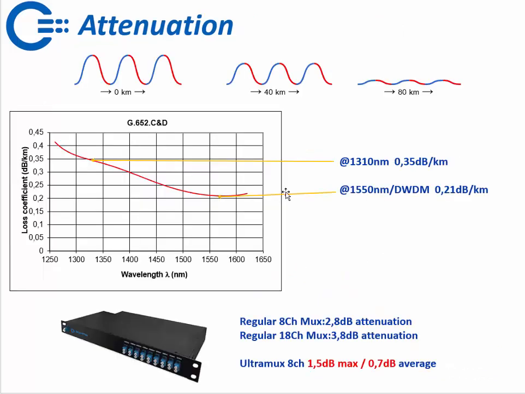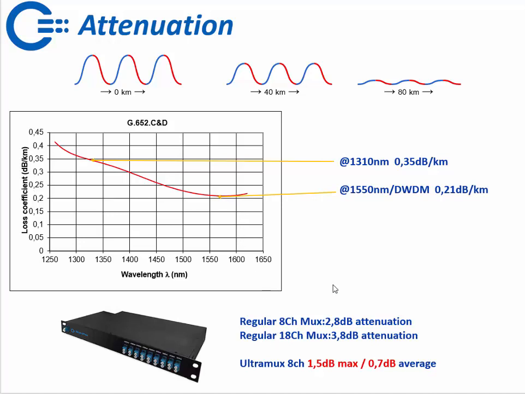Well, the attenuation, so the weakening of light over the fiber distance, is lower at 1550. So the higher you go in the wavelength, the lower the attenuation is. Here you have a graph of it. At 1310 you have a higher attenuation, and at 1550 you have a lower attenuation.